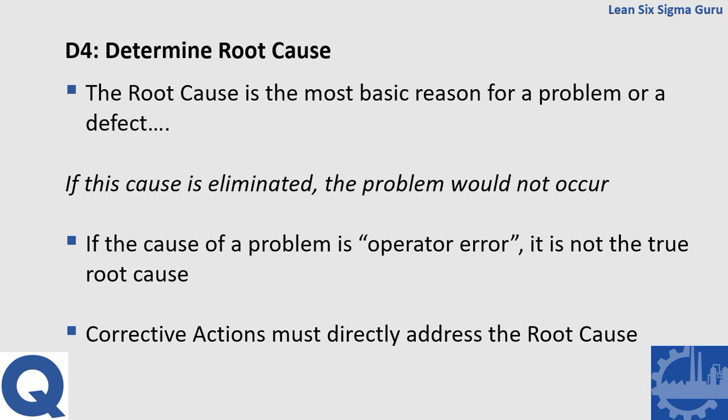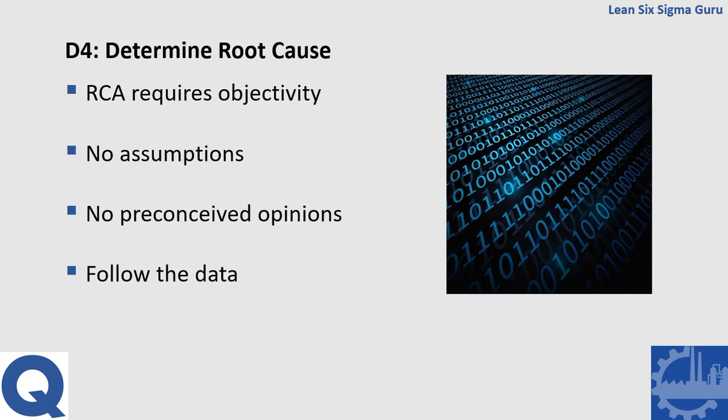When eventually we take corrective actions, they must directly address these root causes, so it's very important that those be precise. The root cause analysis requires objectivity. It is not a place for opinion, subjectiveness, no assumptions, no preconceived ideas. As with the entire 8D process, but especially in D4, root cause analysis, we need to follow the data all the time.